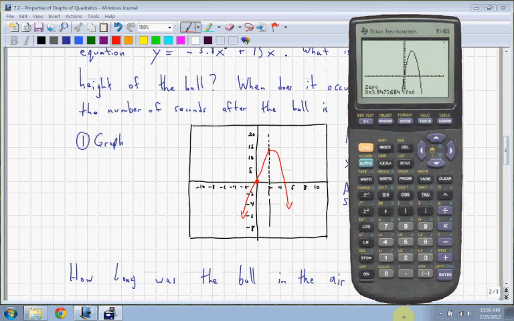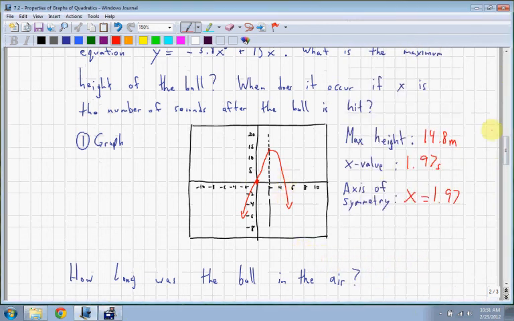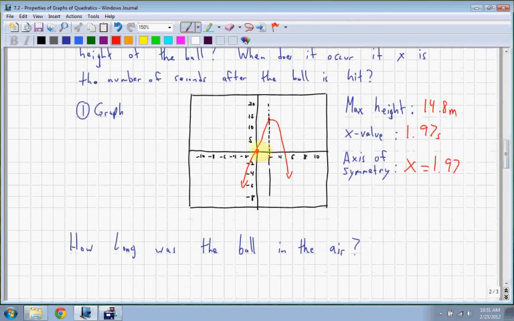Guess. Comes up with an answer of 3.9. So I was pretty close with my estimate of what it was going to look like here. So 3.94, 3.95. So how long was it in the air? Well, it's in the air from there all the way to 3.95. Close. It should be actually over here, I guess.